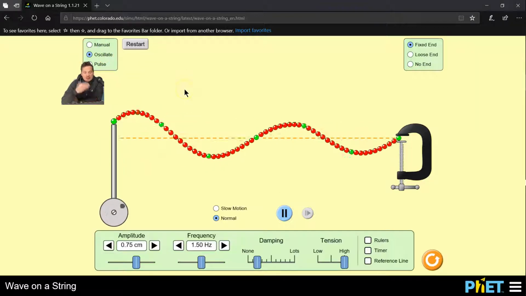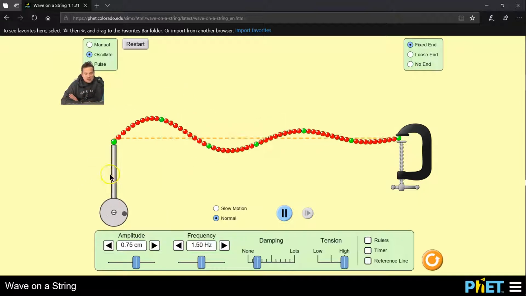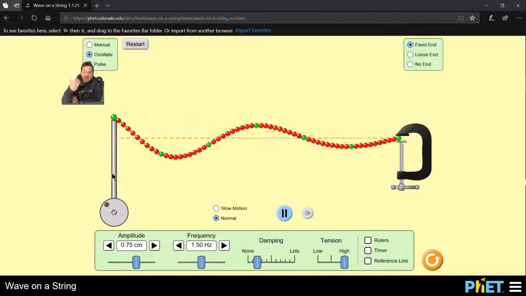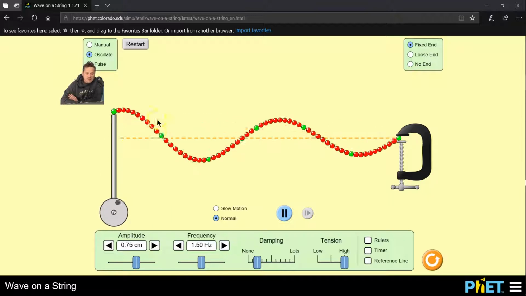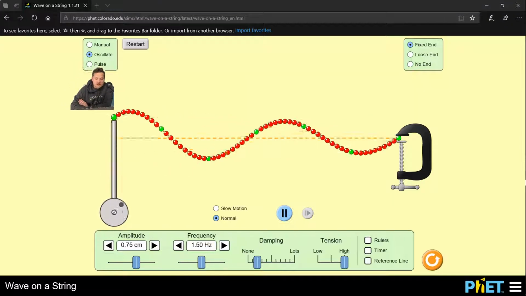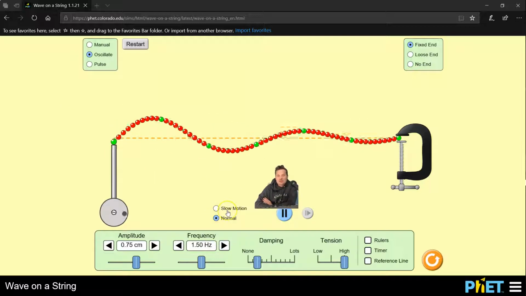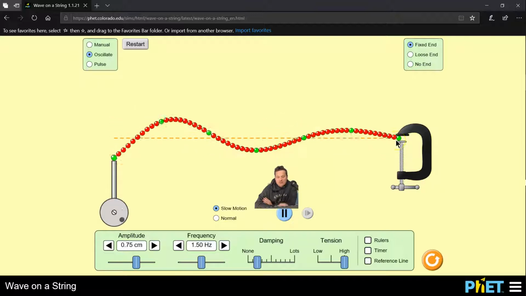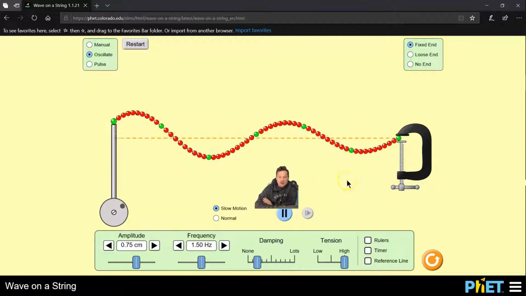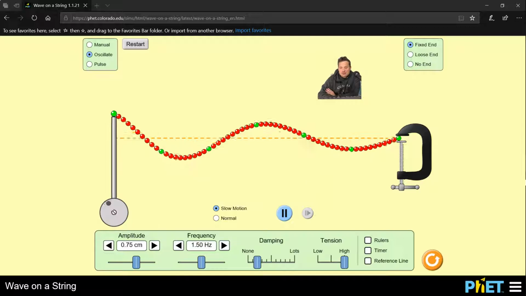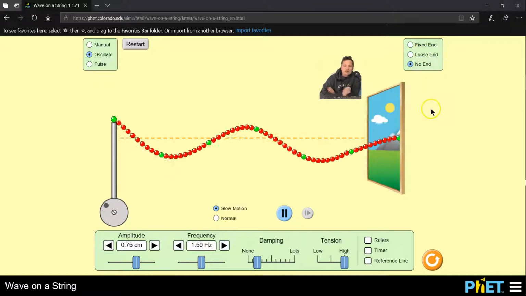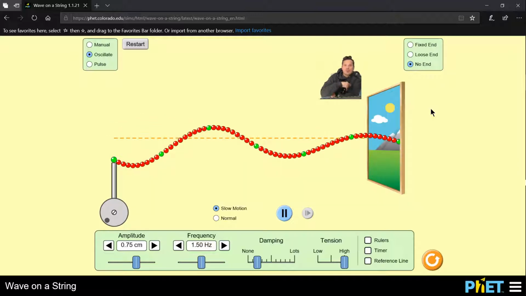This starts oscillating. It's basically like a piston that moves up and down. What we are going to do is slow this down so it's perhaps easier to understand. Down over here where it says slow motion, you click on slow motion. Okay, that's much better. And also here, the right end is, as you can see, clamped. So we're going to loosen that. Up in our right hand corner, just select loose end, or no end, so it just goes on forever out the window there.